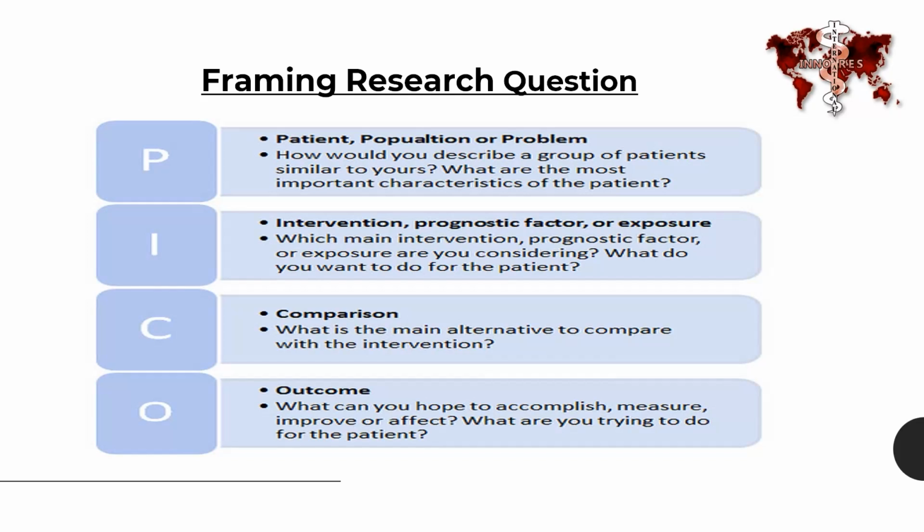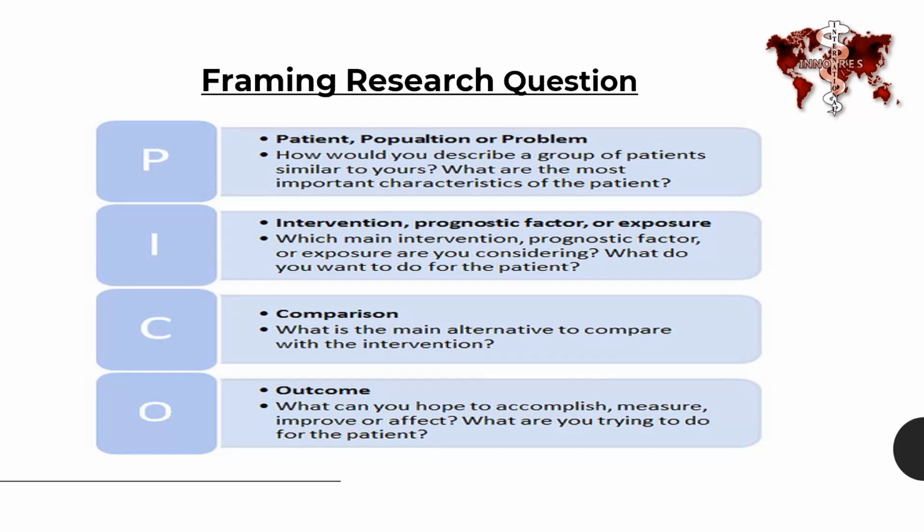I means intervention, or it can be E, which means exposure. Which main intervention or exposure are you considering? C means comparison. What is the main alternative to compare with the intervention? For example, in treating something, which is more useful or more effective: type A treatment or type B treatment.